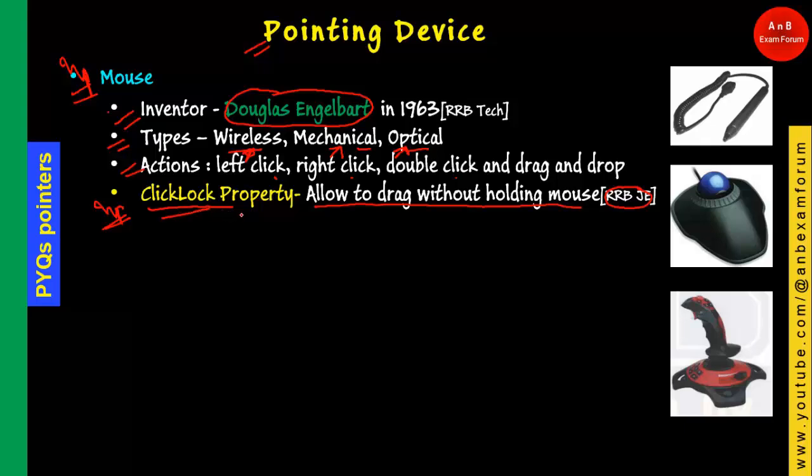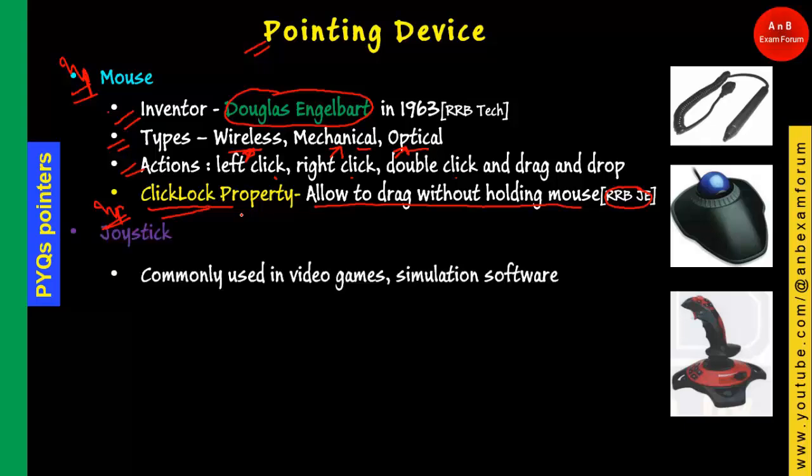The next important pointing device is the joystick, and generally they will ask which input device is used in video games or simulation software. This is the other way around of asking the question. From the specific function, your answer would be joystick. Joysticks are commonly used in video games and simulation software. So this is a joystick. You can see it is again a pointing device. One handle is there which you can move and point in the direction you want.